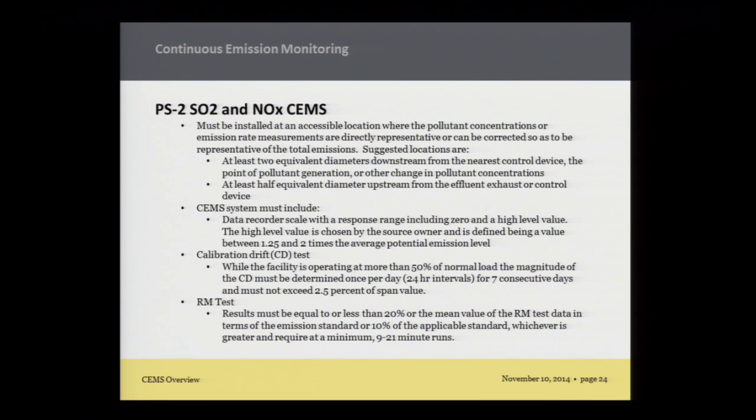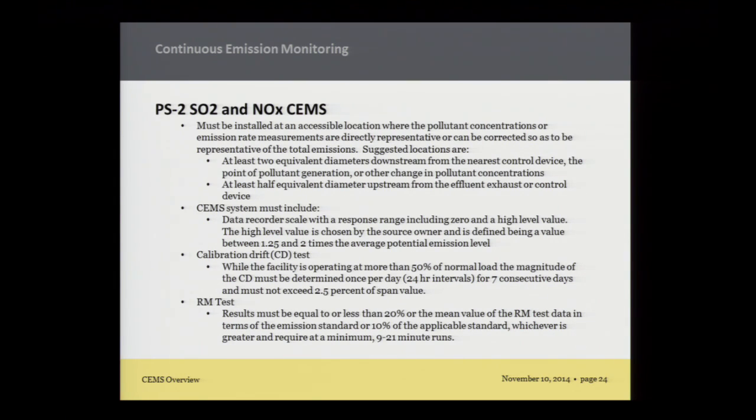So the CEMS system must include a data recorder scale with a response range, including a 0 and high level. The high level chosen by the source owner is defined by being a value between 1.25 times and 2 times the average potential emission level. A lot of times it's also just laid out in the rule. But if it's not laid out in the rule, you've got to default to, well, what's my requirement? Like if I've just got a 100 million BTU heater and I'm required to put a CEMS on it, you've got to pick your range based on your limits to that 1.25 to 2 times.